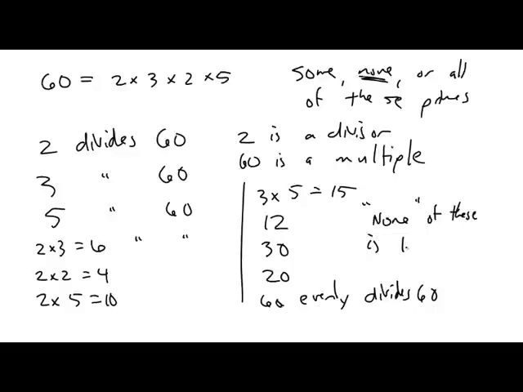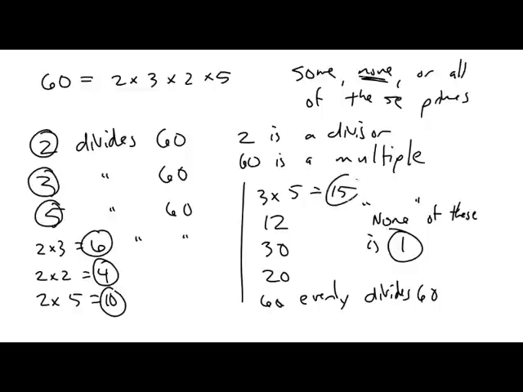So what have we decided? We've decided that 1 evenly divides 60. 60 can be divided by 1. 1, 2, 3, 5, 6, 4, 10, 15, 12, 30, 60, and 20 all evenly divide the number 60.